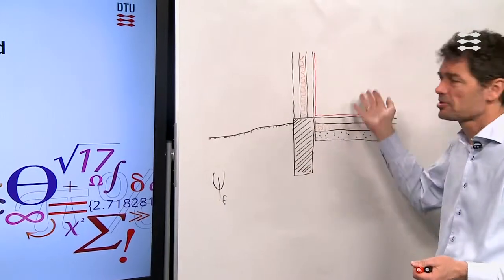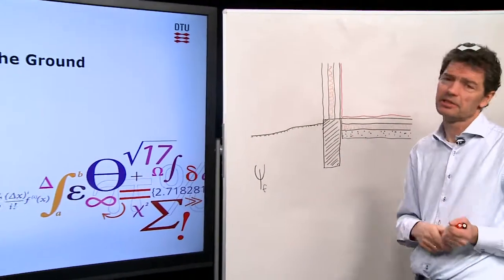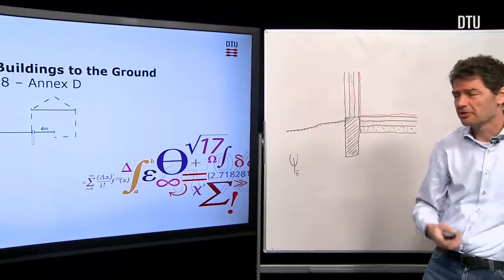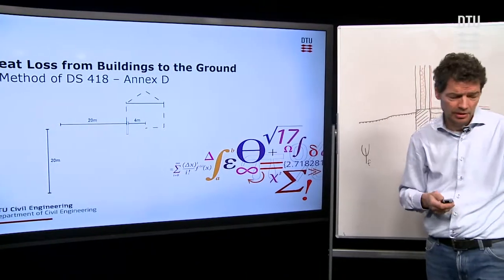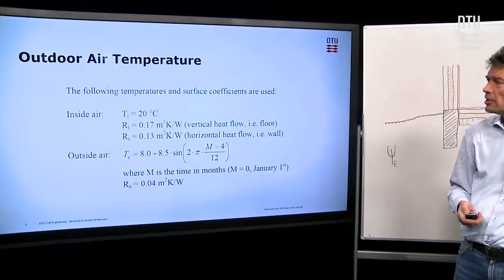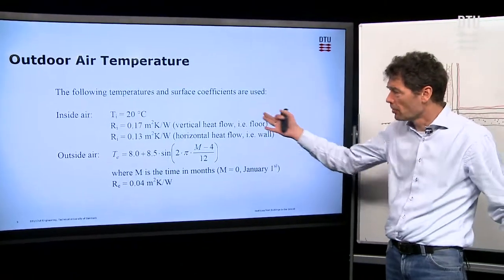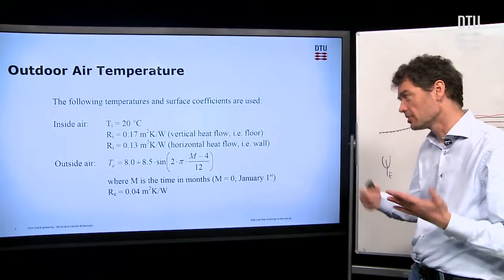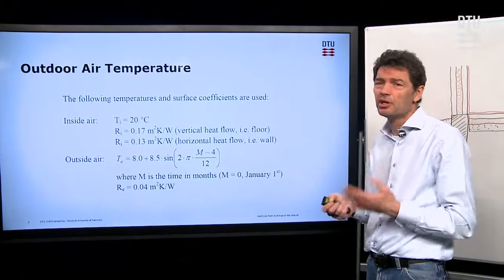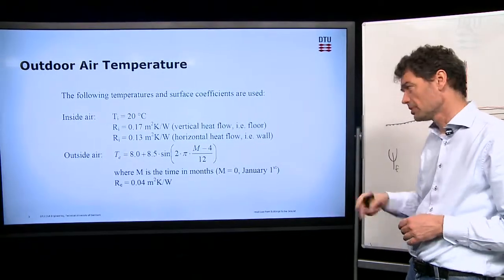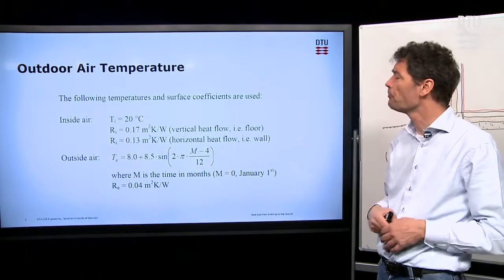But we should adopt some climates, and we should do it in the way that the Danish standard prescribes. And the rest of my talk will go here on the PowerPoint slide. So for the boundary conditions for indoor air, we take the normal 20 degrees and normal surface resistances for the different surfaces that are involved, as we saw on the wall and on the floor.